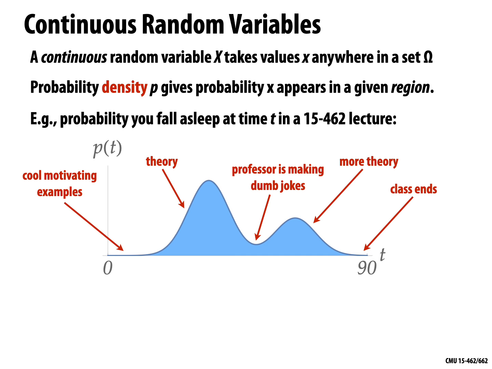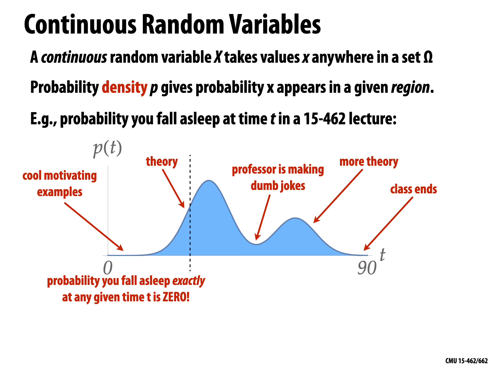One really important thing to appreciate about continuous random variables is that the probability that you fall asleep exactly at one given time t is 0. It's a little counterintuitive. How can that be? Oh, you fell asleep at a certain time. If that happened, how could it be probability 0 that it occurred?